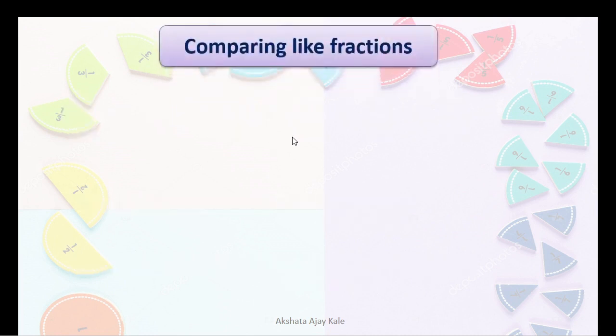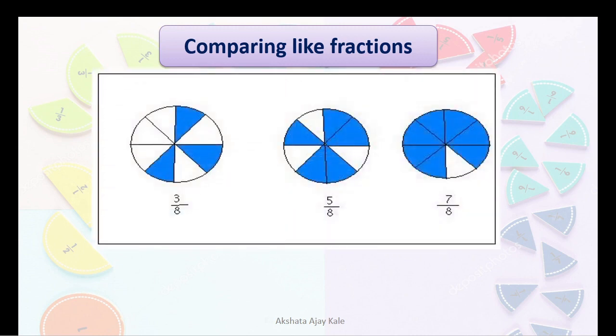Now dear children, comparing like fractions. See this. Three figures are given. First one, in a circle, it is divided into 8 equal parts and out of them 3 parts are shaded. Same circle, 5 parts are shaded. Same circle, here 7 parts are shaded. You can observe the shaded portion. Got this? Now we will write which is bigger and which is smaller fraction among these three by observing the shaded part, by observing the figures.